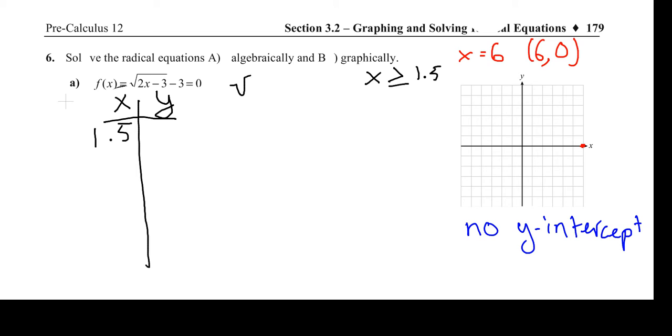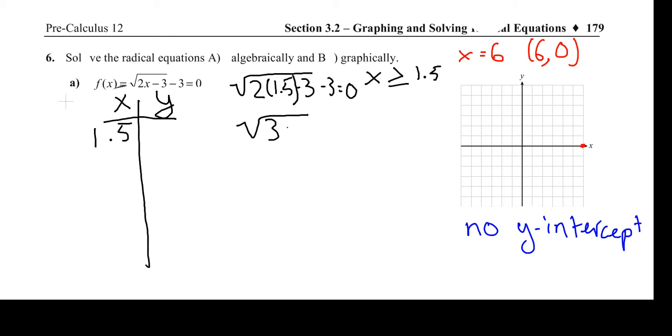So here we have the root of 2 times 1.5 minus 3, minus 3. Then we want to find out what that is equal to. So we have 2 times 1.5, which is 3.